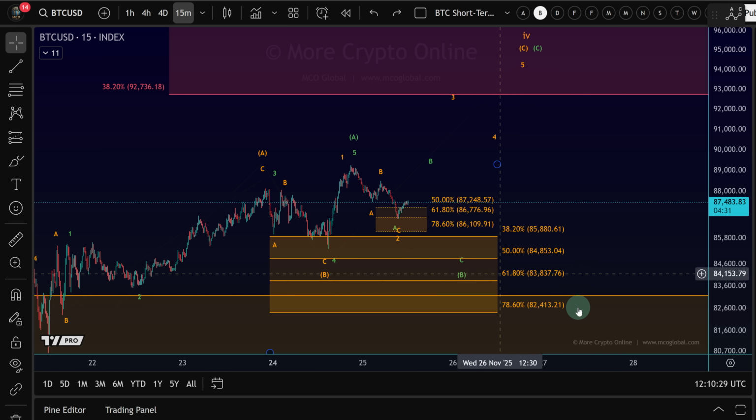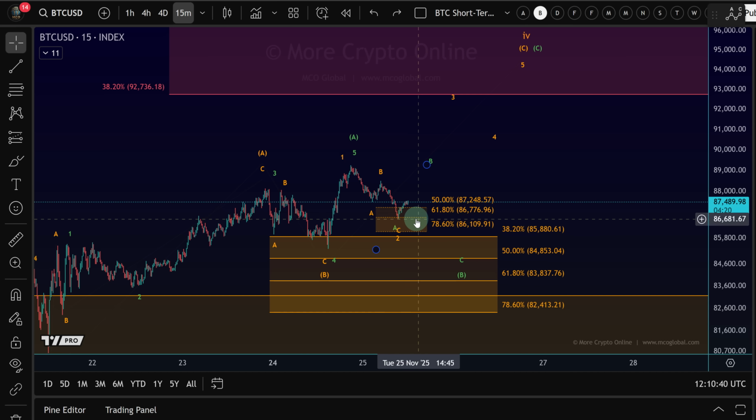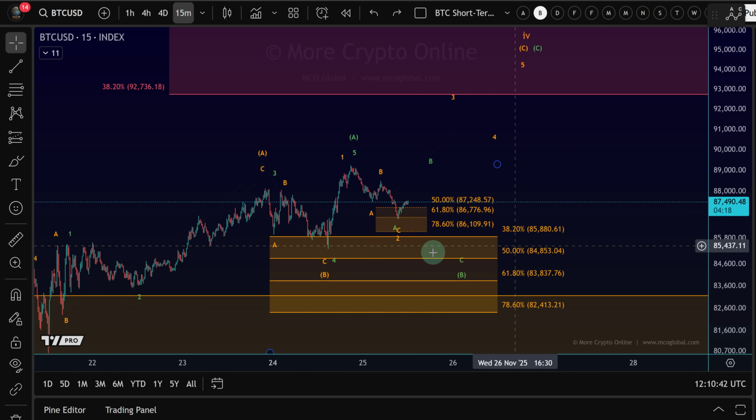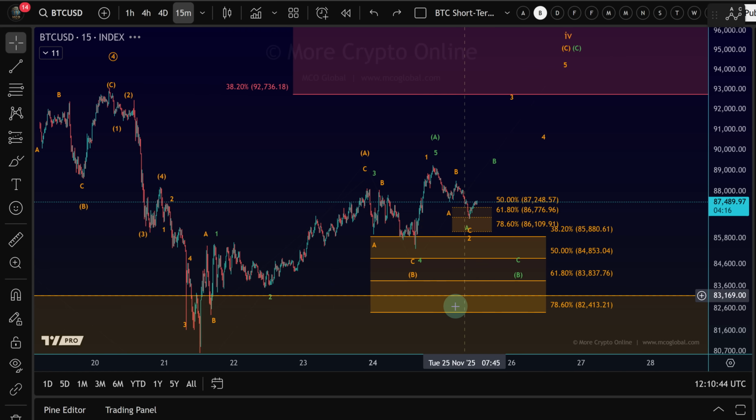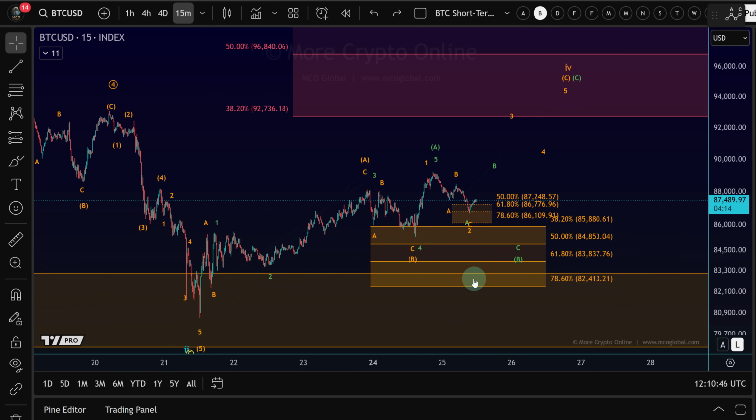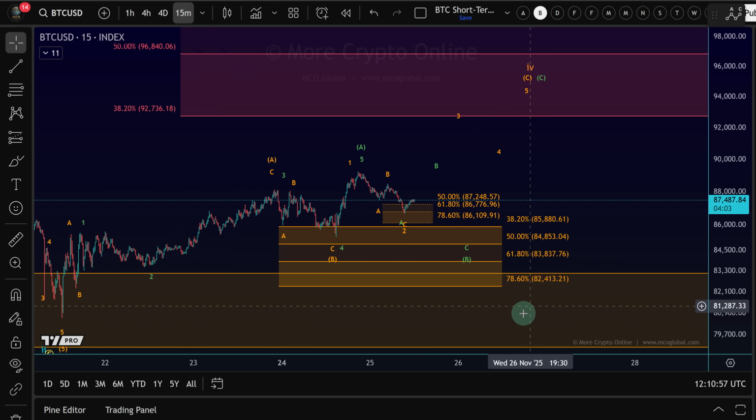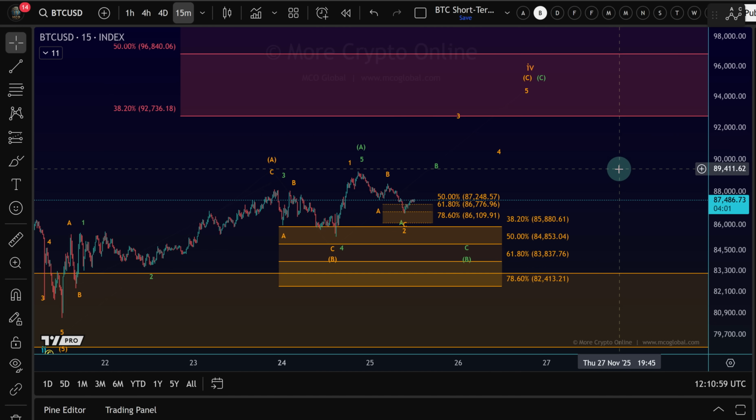The Fibonacci support area is here between 82,413 and 85,880. That's the main support, and then we've got this upper micro support area for the orange count. But the green B wave, I mean, it's technically a plausible scenario here that we go higher, as long as we're holding 82,413. The invalidation point is the Friday low at around $80,700. That's how I see currently the Bitcoin chart.